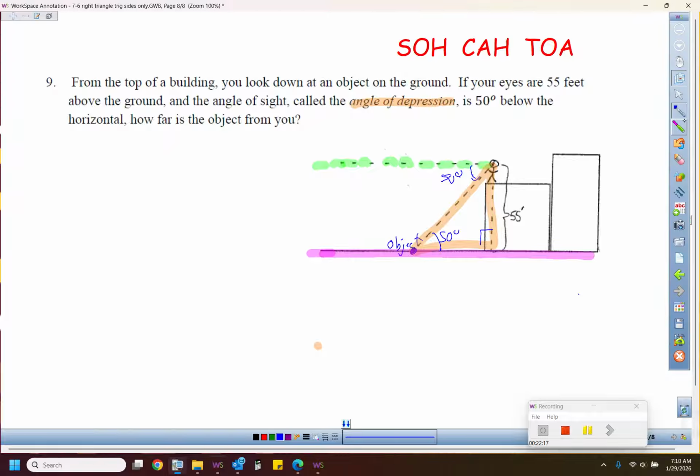And the question asked is, how far is the object from you? Well, that's kind of weird because we would think we would want to find this distance right here, but that's how far the object is from the building. When they ask how far is the object from you, it would really be the straightest distance between there. So it's going to be the hypotenuse in that situation. Focusing all of our attention on this triangle, we also have the 55. Who is the 55? He is opposite. So I've got opposite and hypotenuse. That will mean we'll do the sine function.